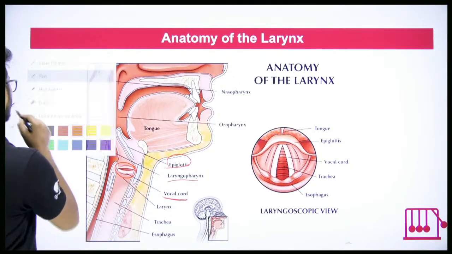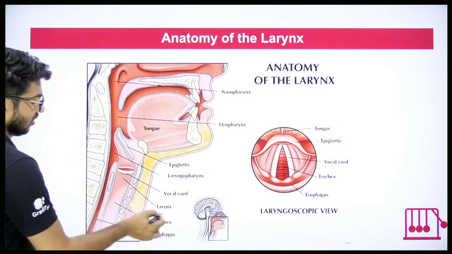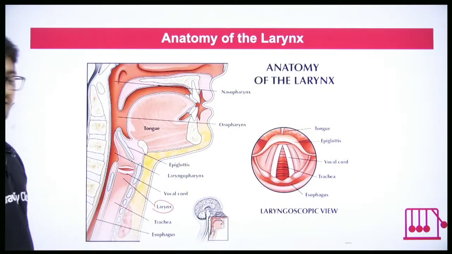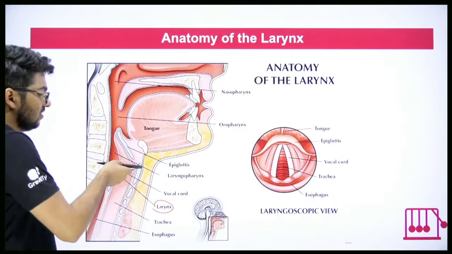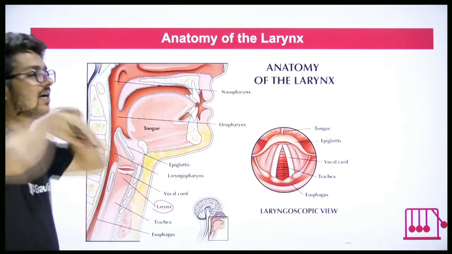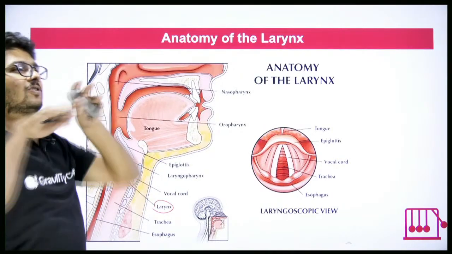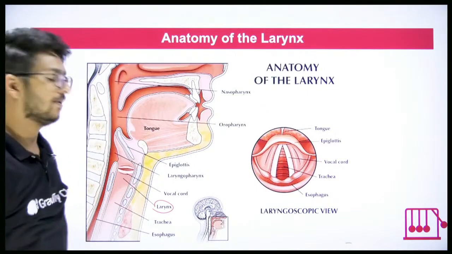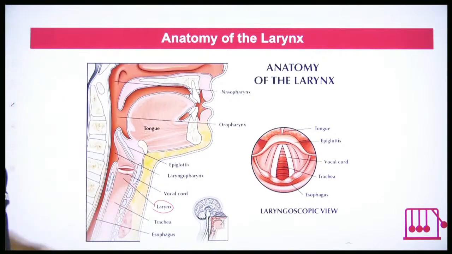And where are those vocal cords located? Those are located in the larynx. Now the larynx is not like this, it will be like this, in the neck. And it will be at the opening of the windpipe.